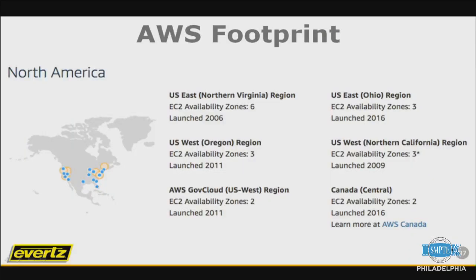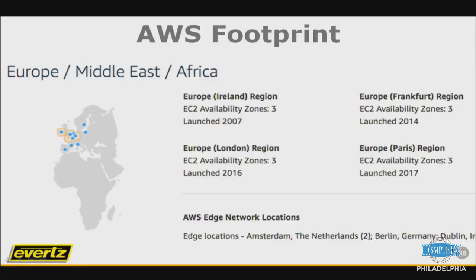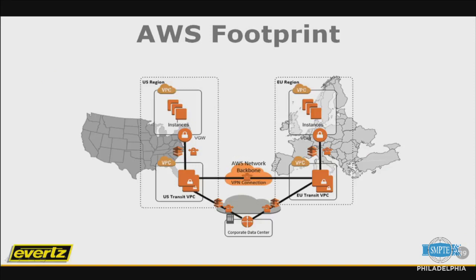Just a quick picture of where Amazon is in North America and in Europe. And this is an overlay of what I was describing of having two regions effectively mirroring facilities. And then you bring both regions down to one or more facilities on the ground.